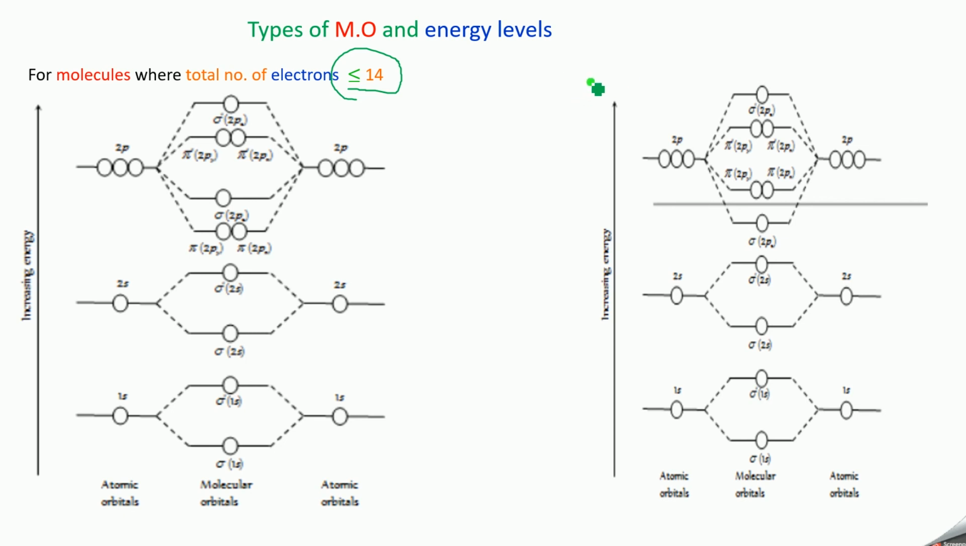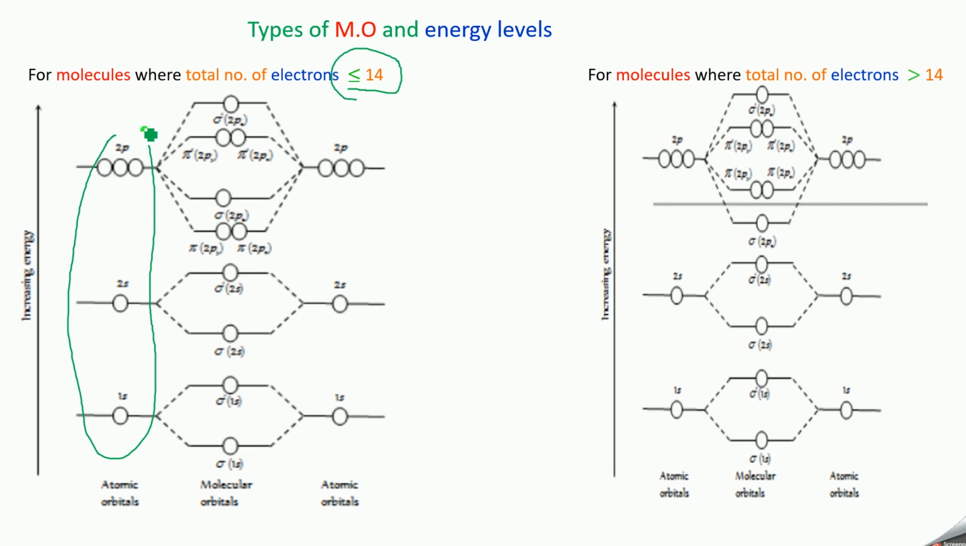Suppose you have molecules whose total number of electrons is greater than 14, then you have to follow this one. For example, oxygen and above. So first you take this orbital diagram. Here these are the atomic orbitals of one atom: 1s, 2s, 2p. And then here you have the same 1s, 2s and 2p, the atomic orbitals of another atom.